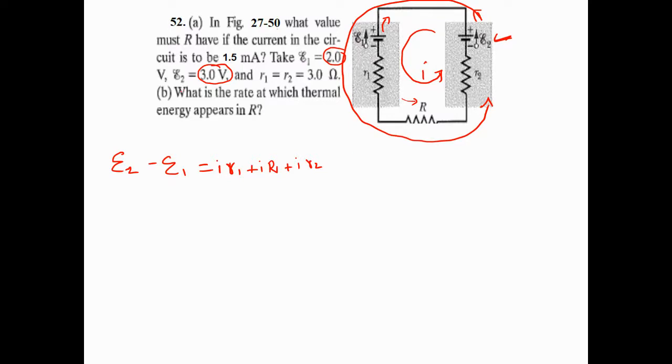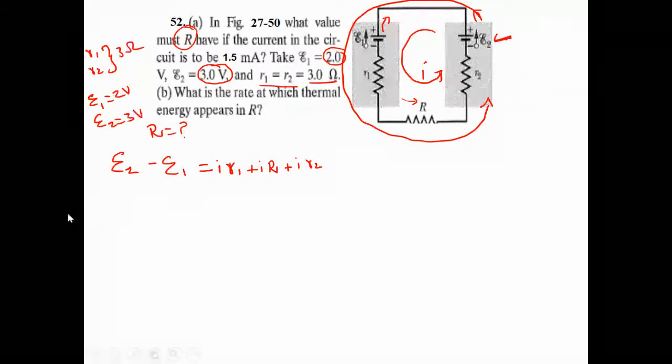Now, what we are going to find in the first question is what should be the value of the resistance R, because r1, r2 values are already given. The small r1, r2, that means the internal resistance of the battery, is given as 3 ohm. That means r1 and r2 have the same value of 3 ohm, and my EMF of the first battery is 2 volt, and my EMF of the second battery is 3 volt. And is there any value for R? We don't know. That is our first question. So first we are going to find what should be the value of R.